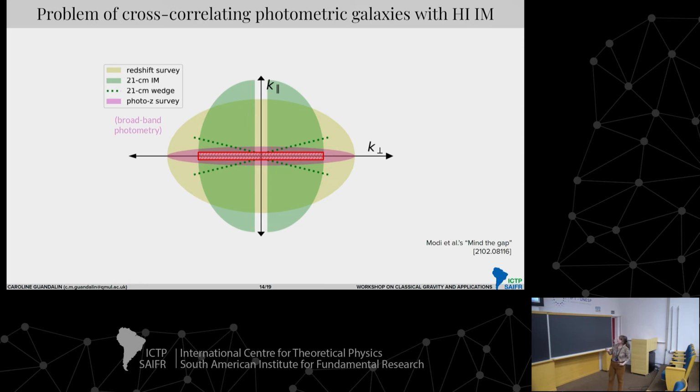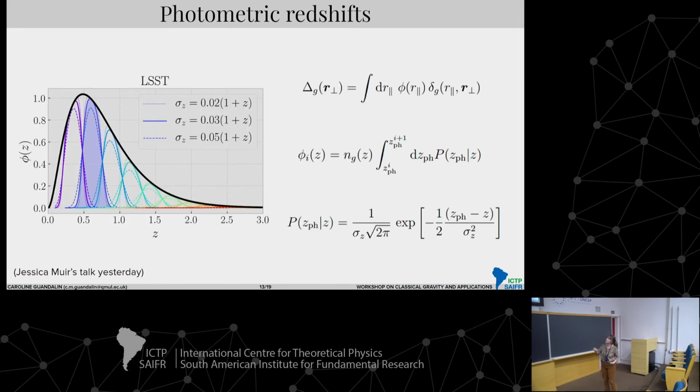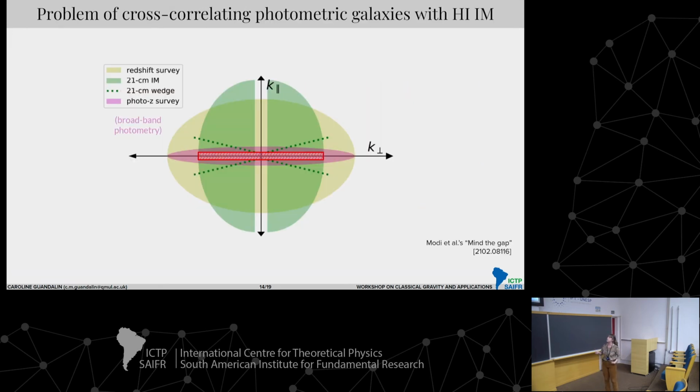So this is the accessible modes in Fourier space. It's in the pink region by the broadband photometric surveys. And if we want to recover this distribution, if you want to know what will be the redshift distribution of the sources, we can try calibrating this photometric sample that we have with some sample for which we know the redshift. So for example, a spectroscopic survey.